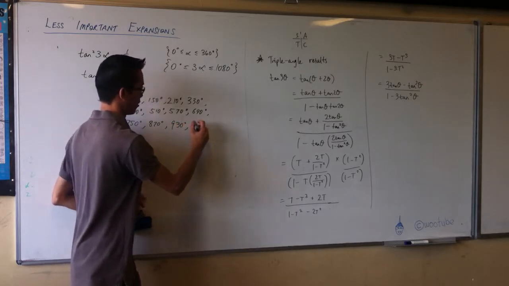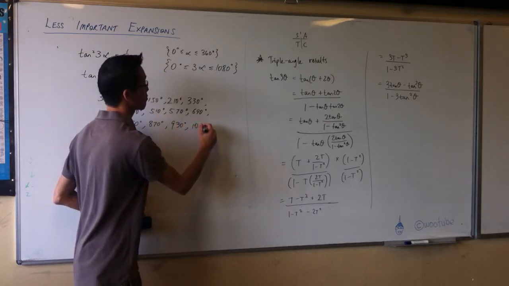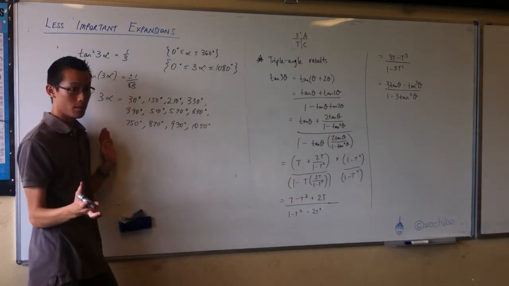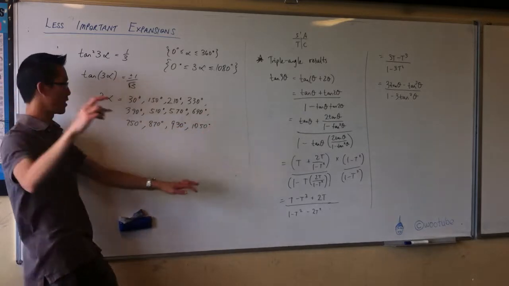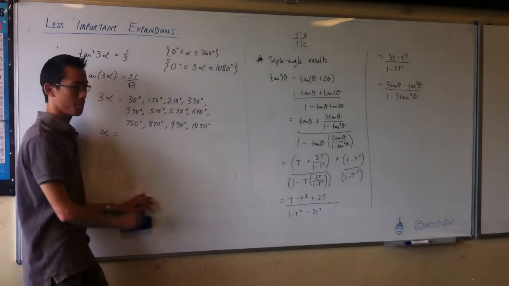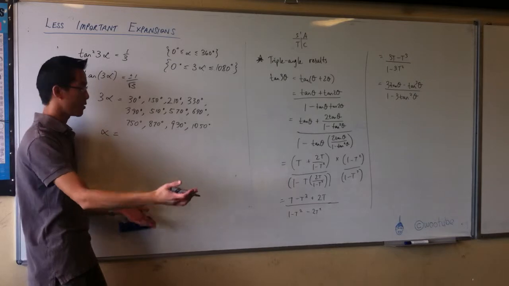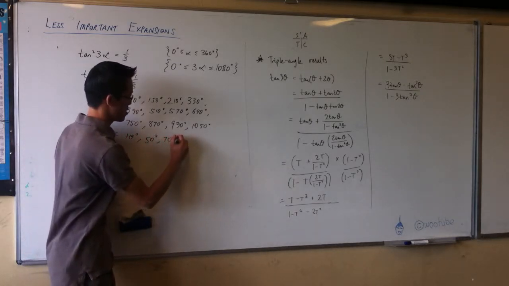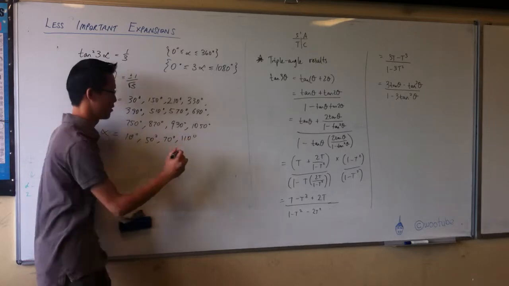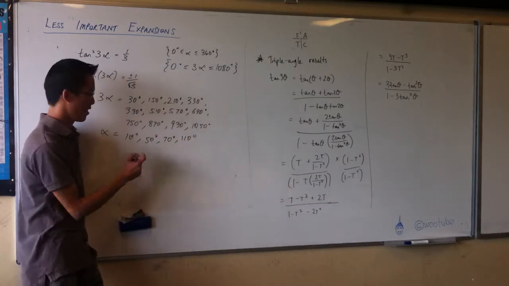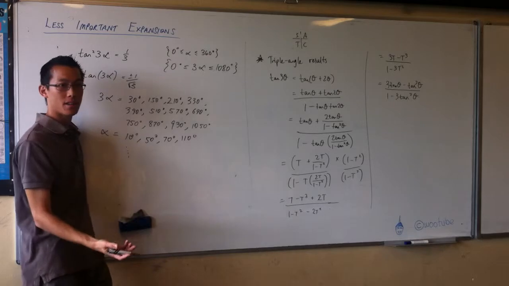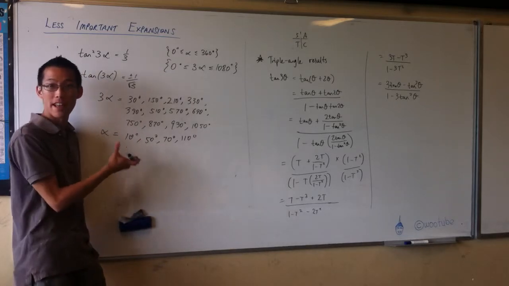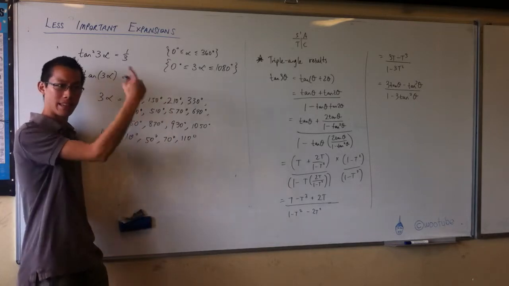930 and 1050. Okay, 12 answers, because that's how long my domain is. But then, of course, I actually want alpha, right? So just divide everything by 3. 10, 50, 70, 110. You can keep going from here, right? So I'm going to have all 12 of my answers. But that was, I mean, it looks terrible, but you were going to get those 12 answers anyway if you solved that awful nosebleed thing earlier, right?